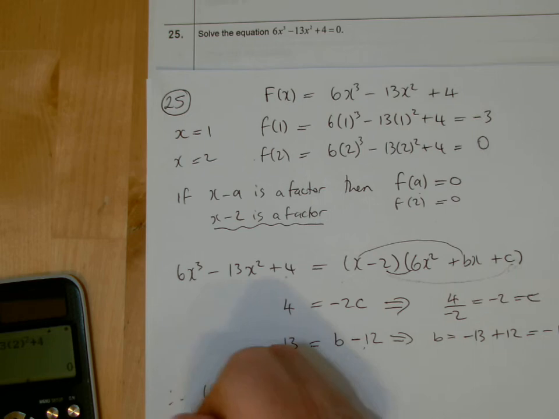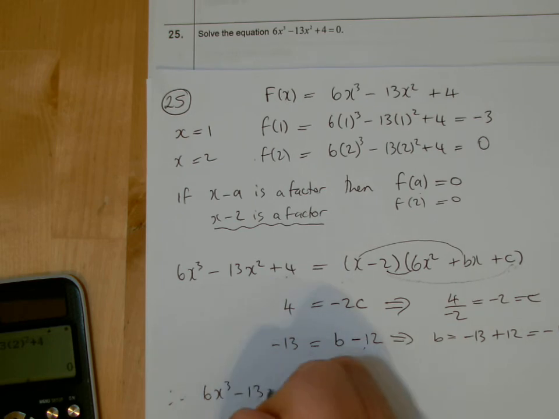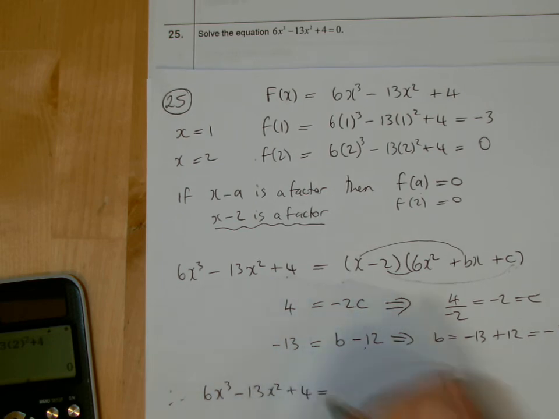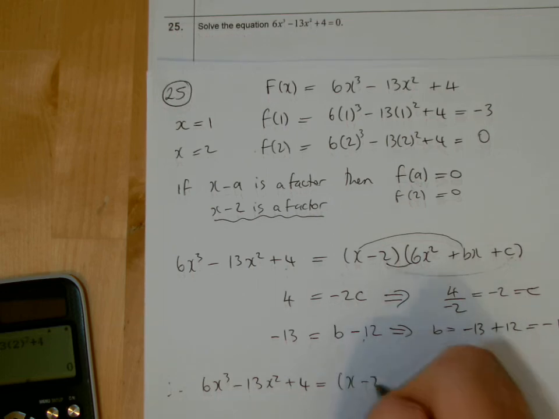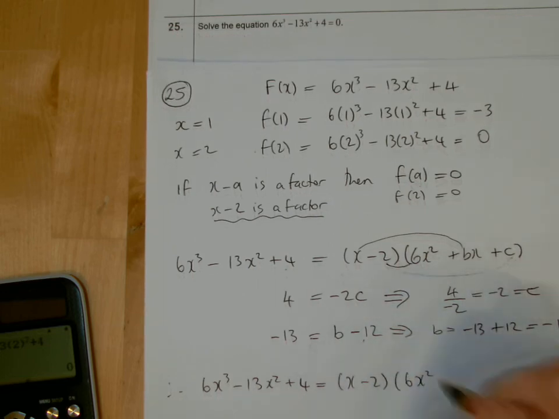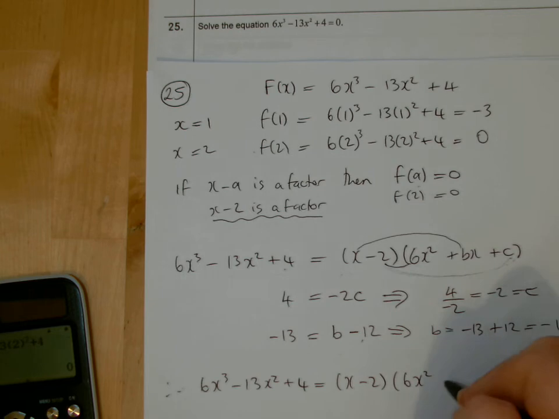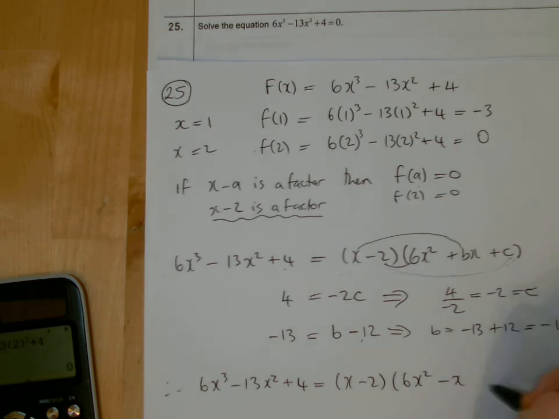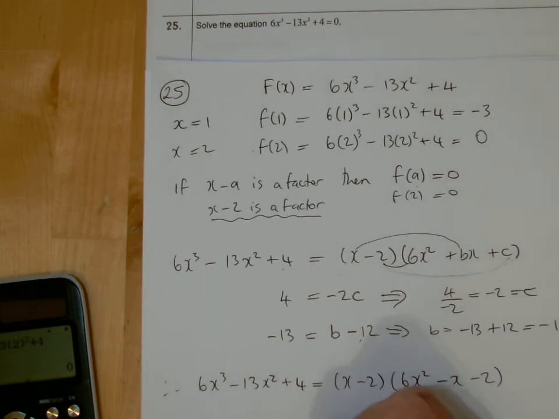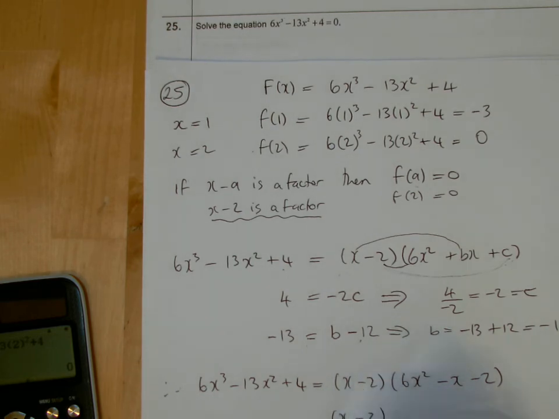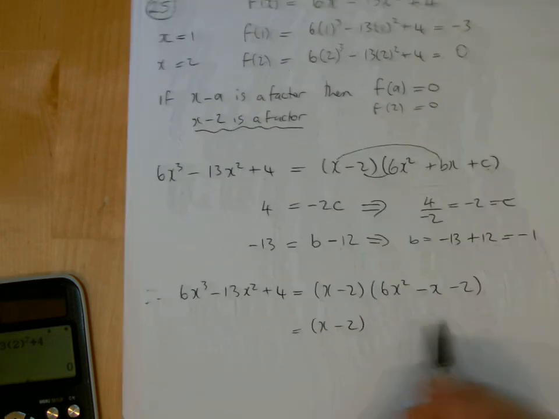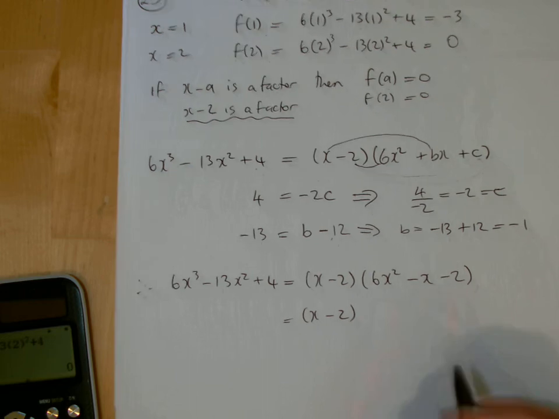So therefore, 6x cubed minus 13x squared plus 4, okay, will equal x minus 2 times (6x squared, b is minus 1, so minus x, and c is minus 2). Okay, so all you've got to do then is factorise those two last brackets. Get two last brackets from here by factorising this.